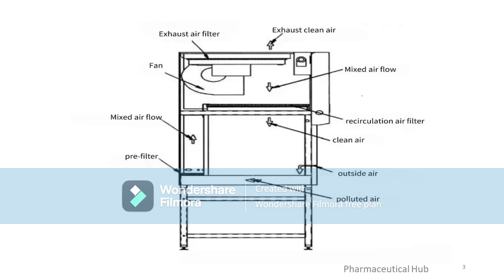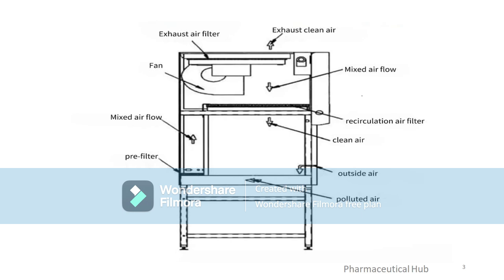8. Exhaust air filter, another HEPA filter that cleans contaminated air before releasing it outside. 9. Exhaust clean air that has been fully filtered and safely released into the room or ducted outdoors. How it works in sequence.